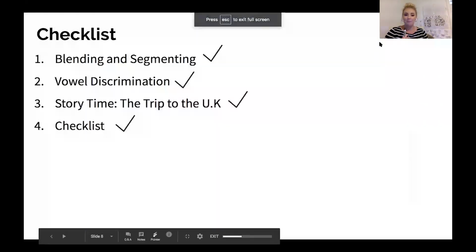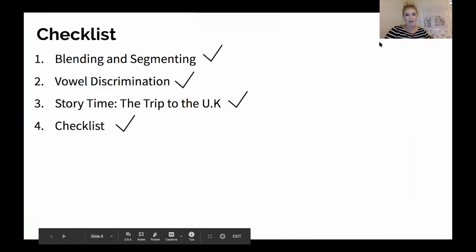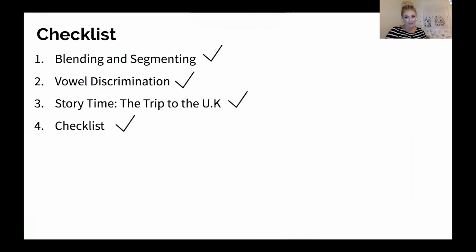So we did blending and segmenting. Yeah. Did we do vowel discrimination? We did, and we learned that new word, which was amazing. Now you can go tell all your friends, your family that you know a new word called discrimination. Then what about, did we do story time? Yeah, we just did that, and we answered questions. We did a little recall. We did a lot of good things. And did we do our checklist? Yes. Great job, boys and girls.